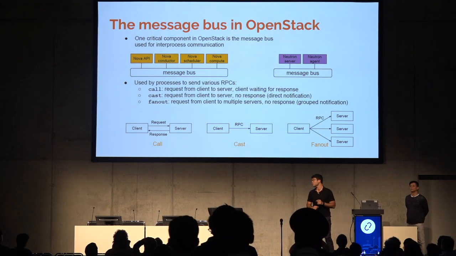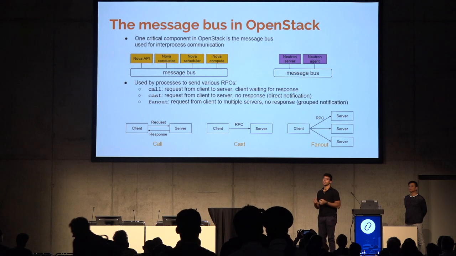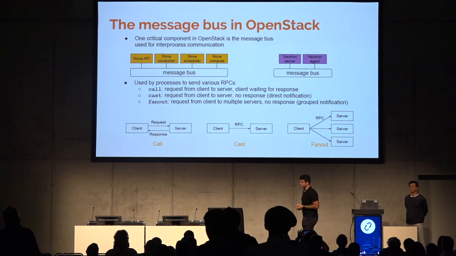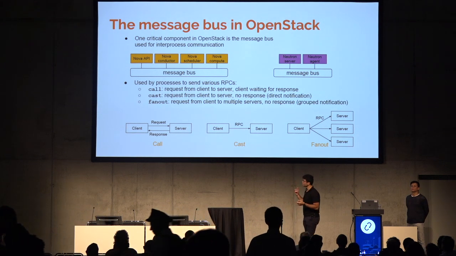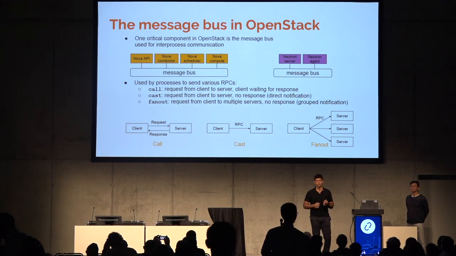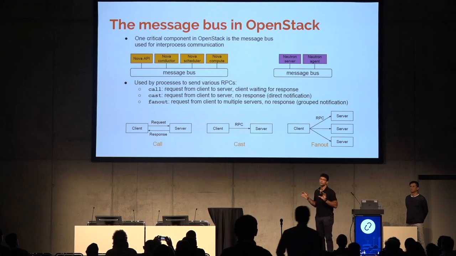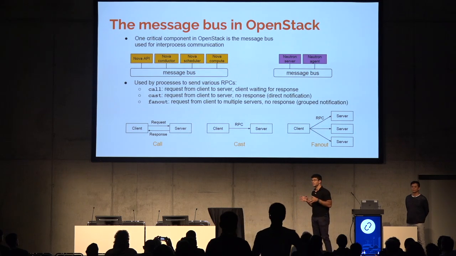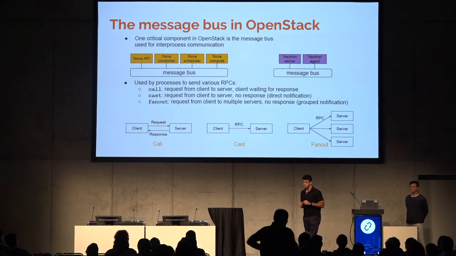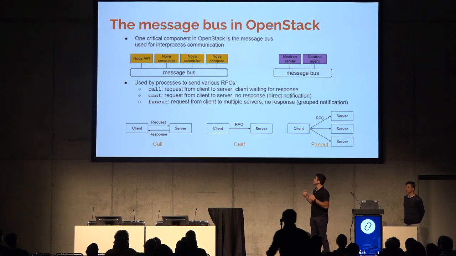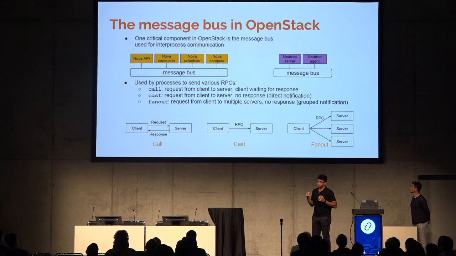If Nova wants to communicate with Nova Conductor, it goes through the message bus. If Nova Conductor wants to know where to schedule a VM, it asks Nova Scheduler over the message bus, et cetera. You also have a Neutron server, which communicates with Neutron agents through the message bus. These two message buses can be the same, but theoretically they are separate, decorrelated, so they can be two separate buses. But what are the kinds of messages we see?